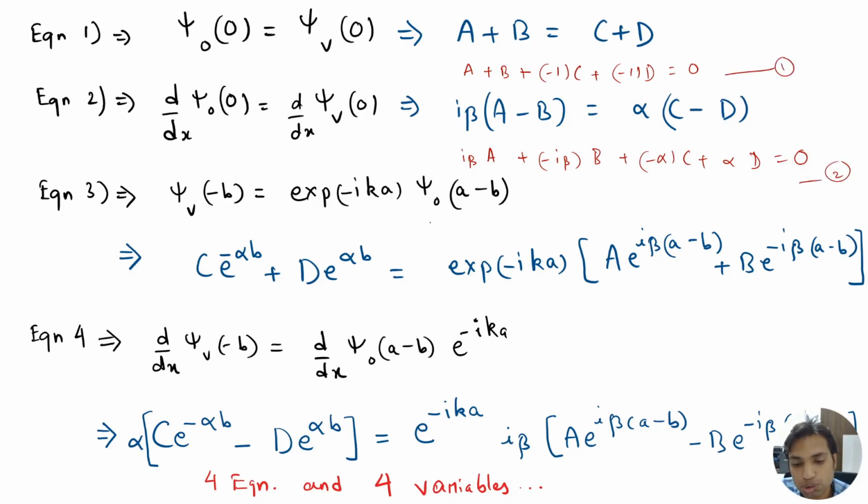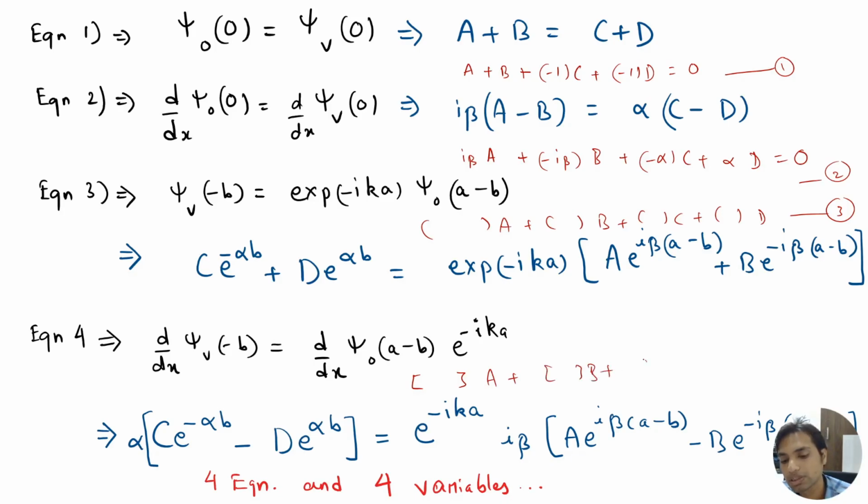Similarly here also you can write some expression times a plus some expression times b plus some expression, you can rearrange this third equation, plus some expression times d, so this you will get third. Similarly here also you can rearrange this equation as some expression times a plus something times b plus c plus d is equal to 0. So these are the set of four equations, and you have this a, b, c and d. It is a linear combination of a, b, c and d. You have four equations and four variables.